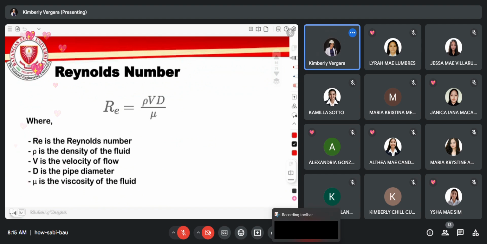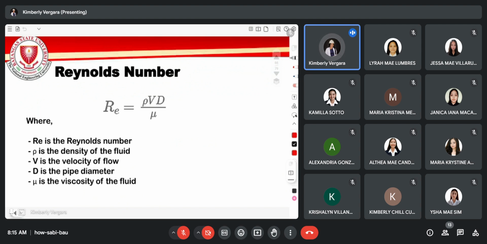Familiar naman. So, ang ating Reynolds number, we have the formula rho VD over mu, where Re is our Reynolds number, rho is our density, V is our velocity, D is pipe diameter, and mu is our viscosity. Sa ibang books, ang nakasulat is ganyan. Okay? So that is also viscosity. And then, Reynolds number, this is dimensionless.